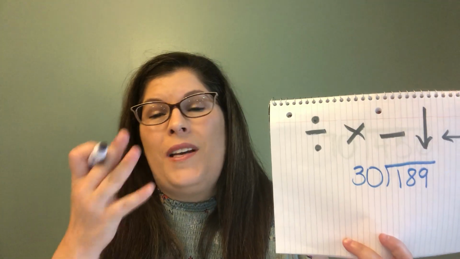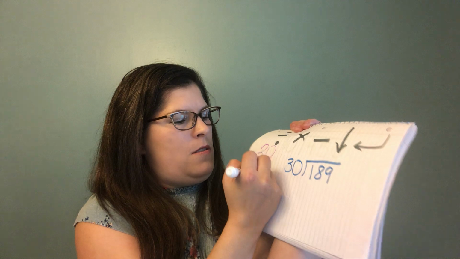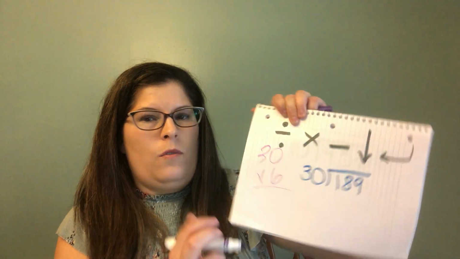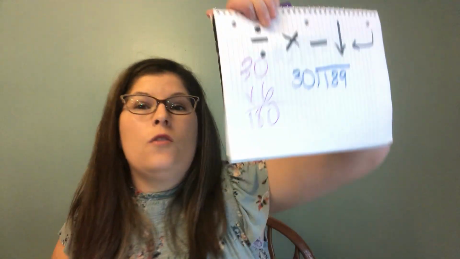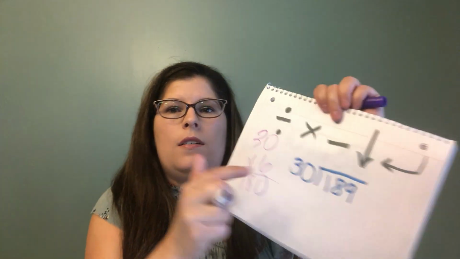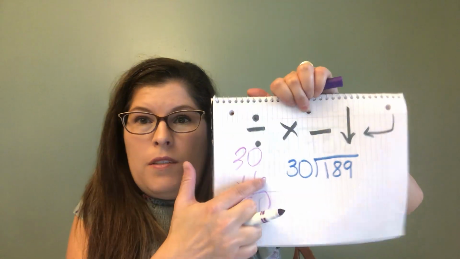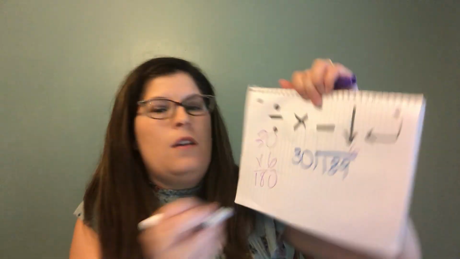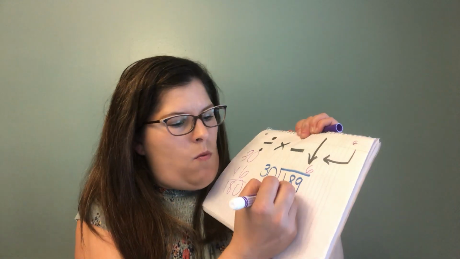Let's try 6, because 6 times 30 would be 6 times 0 equals 0, 6 times 3 equals 180. So that's probably going to get us pretty close. So 30 can go into 180 about 6 times. So let's put a 6 here. Now we divided. Now we're going to multiply. 6 times 30 equals 180.